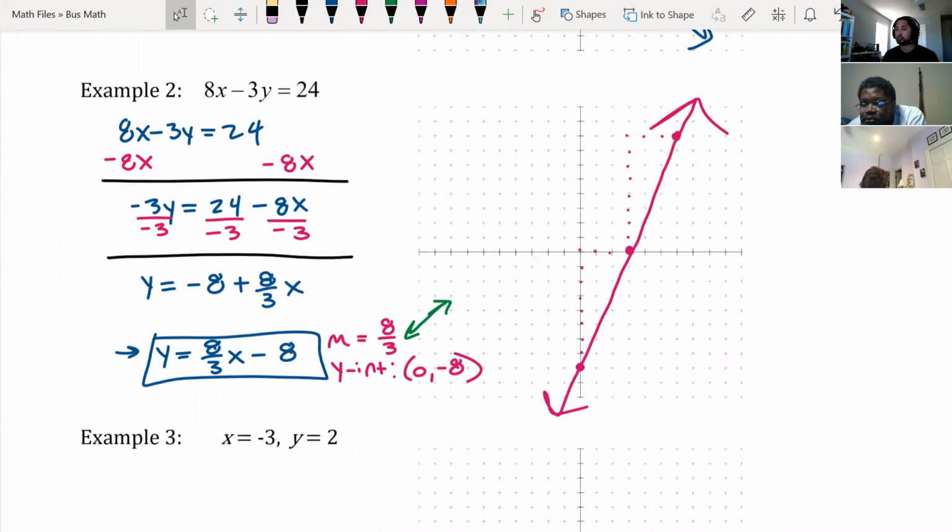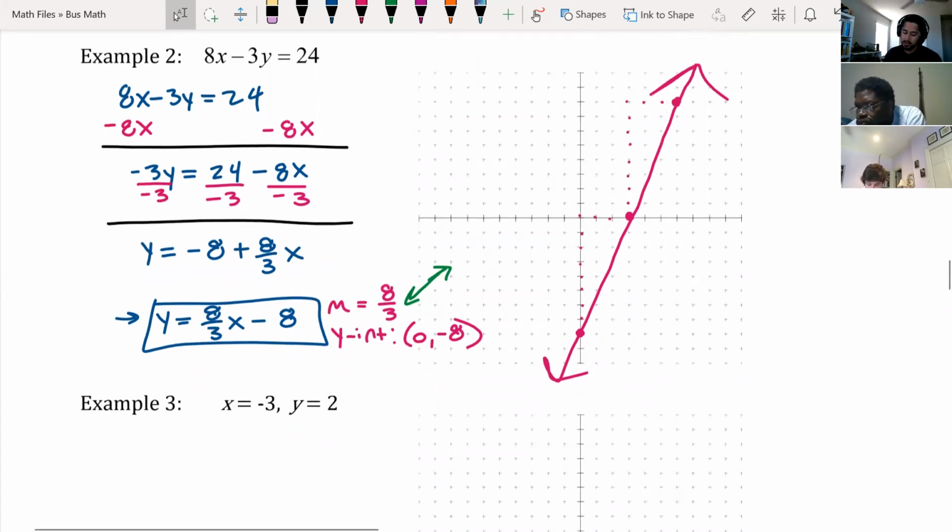Okay. Any questions on that one? It's bringing back any memories for people. You're like, oh yeah, I saw this in 2nd grade, right? Okay. Let's go to example 3 then.